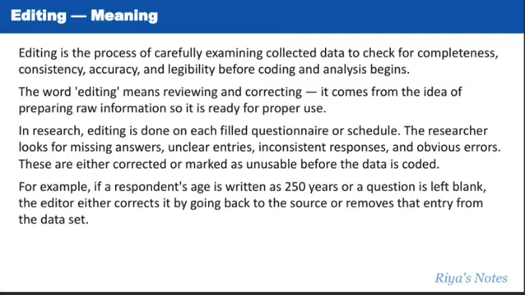The researcher looks for missing answers, unclear entries, inconsistent responses, and obvious errors. These are either corrected or marked as unusable before the data is coded. For example, if a respondent's age is written as 250 years or a question is left blank, the editor either corrects it by going back to the source or removes that entry from the dataset.